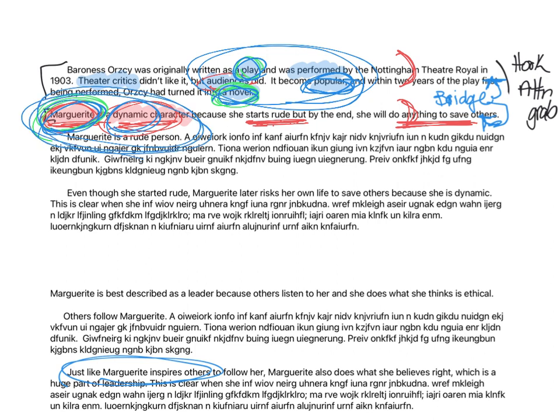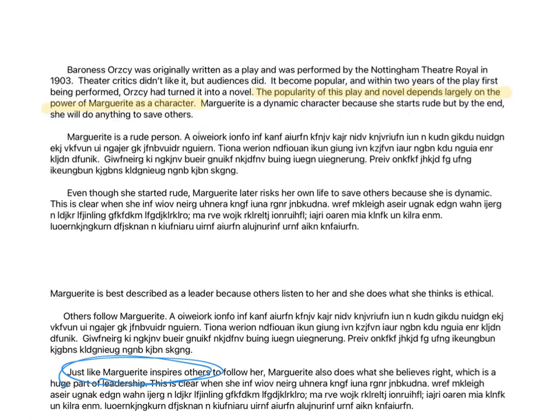So let's take a look at the bridge in place. And here you can see the bridge. Now, how do I know it's a bridge? Because I have the word popularity, which ties me to the top. I have play and novel, both of which take me up to the top. We've got play and we've got novel.